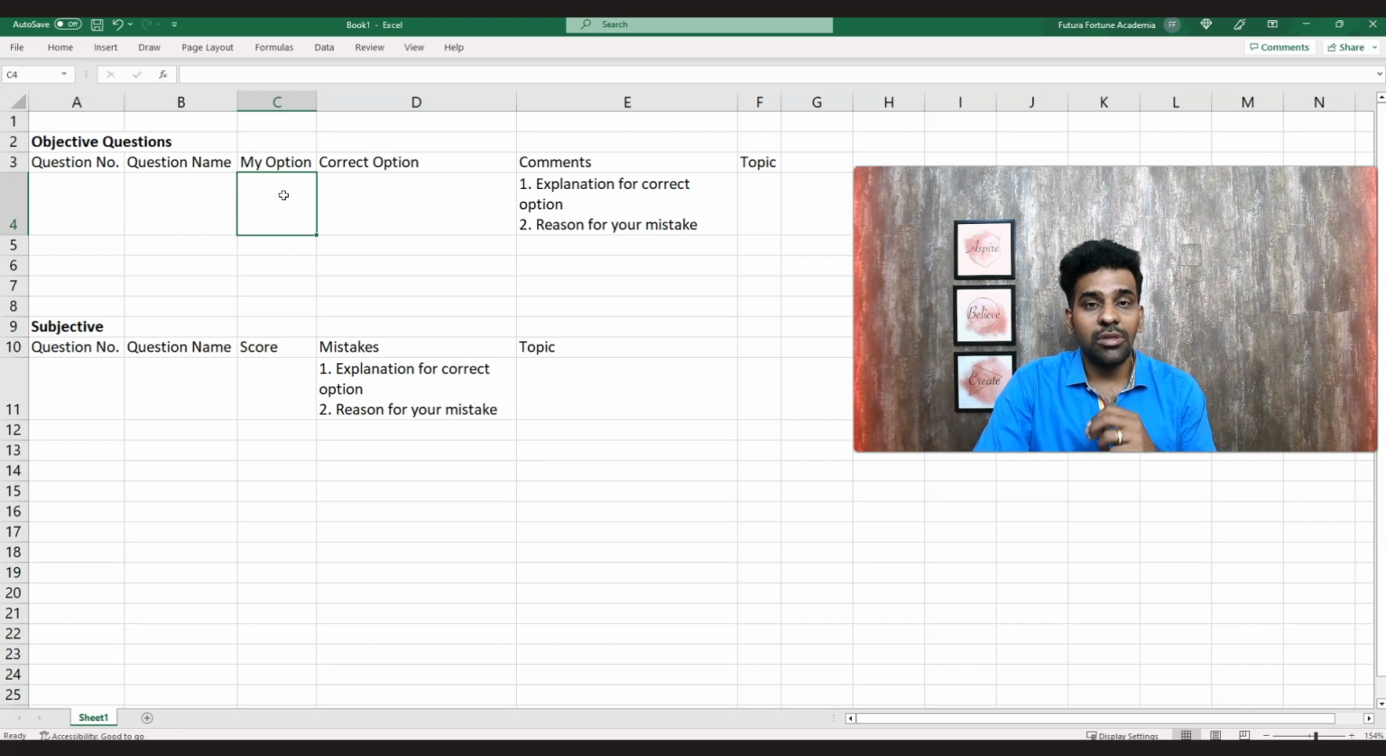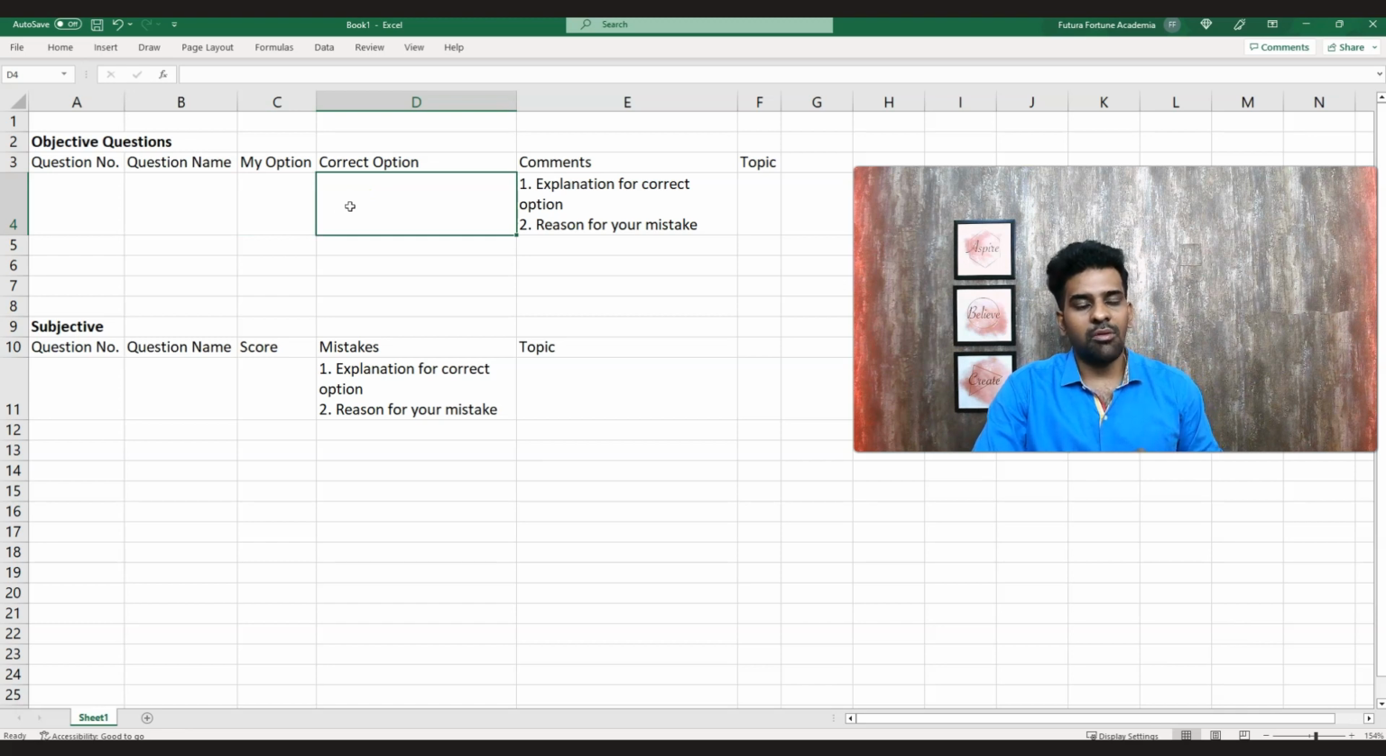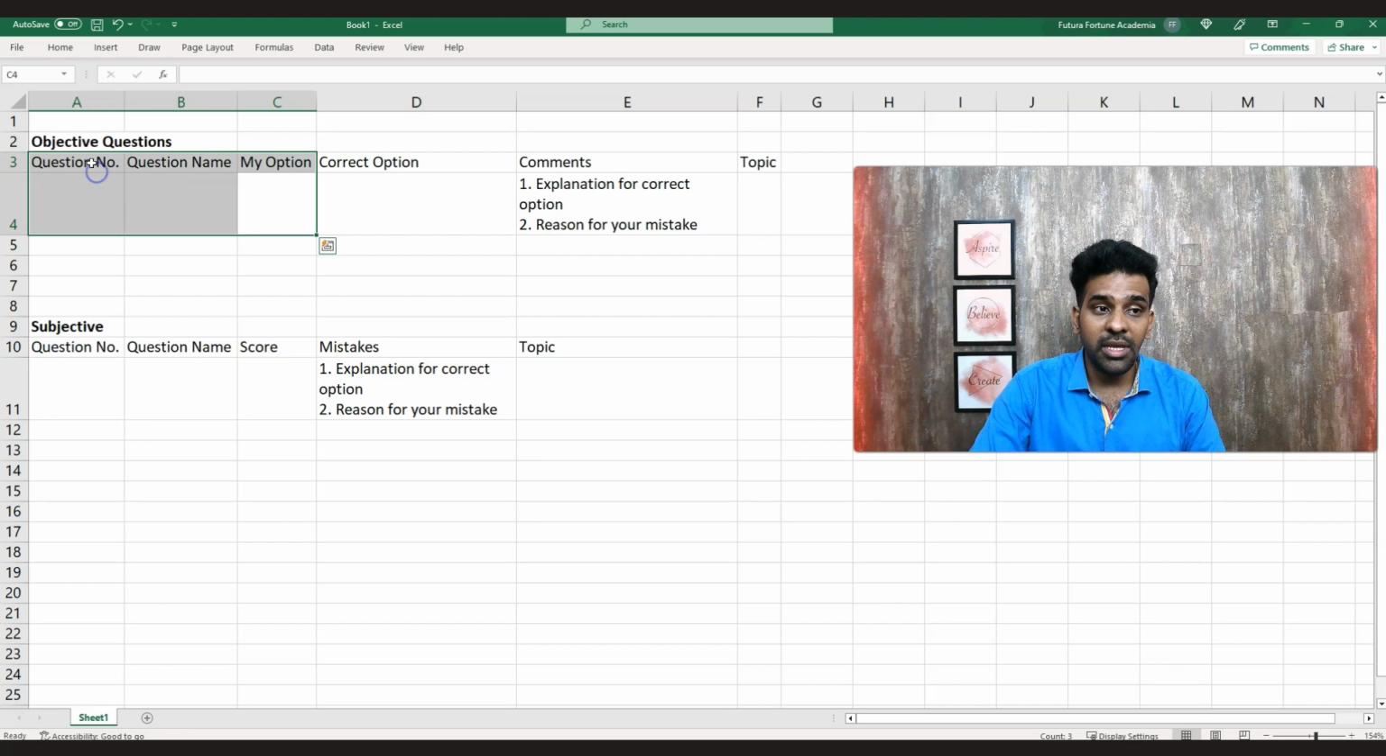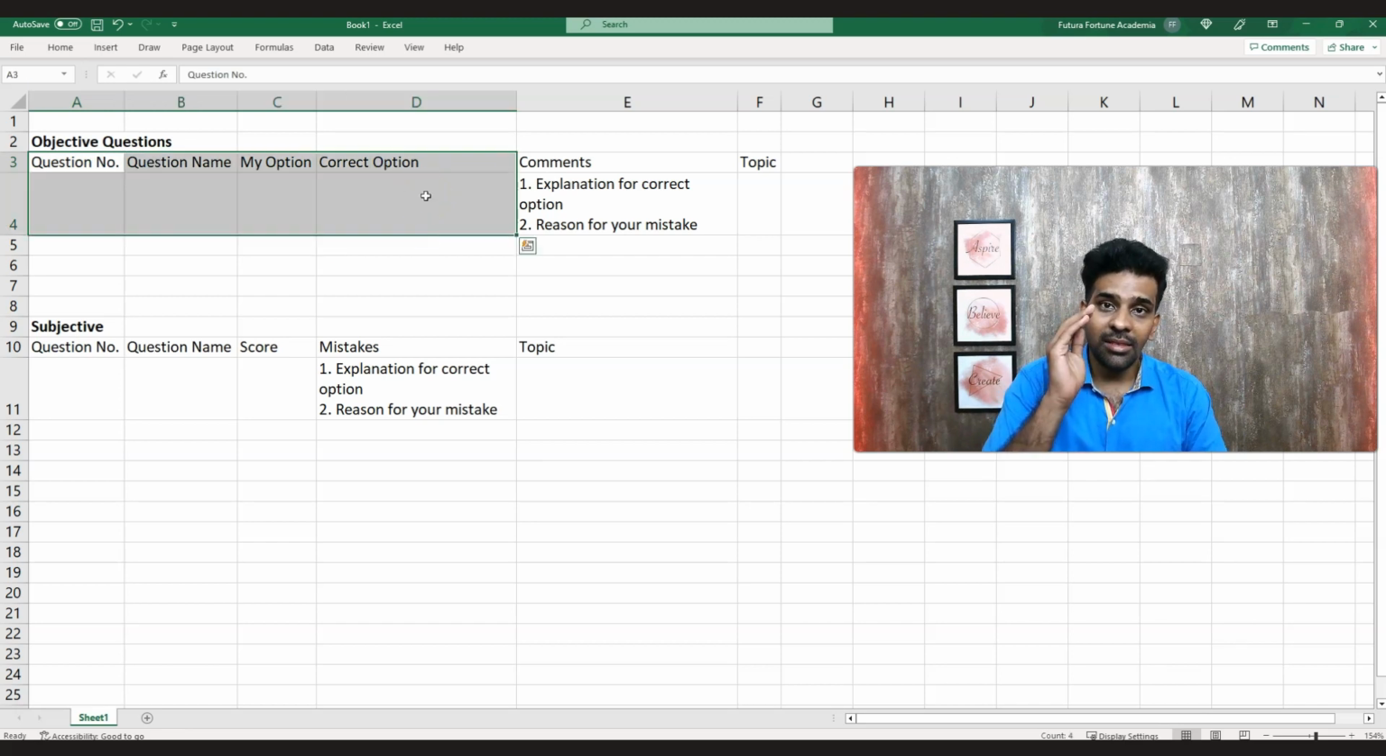Then I used to note down the option that I chose. And immediately after I had chosen the option, I would go and check what the correct option is, and I would mention the correct option. Many students would be doing up to this level, where they check their option and the correct option and see whether they are right or wrong. But nobody looks at the next two things.